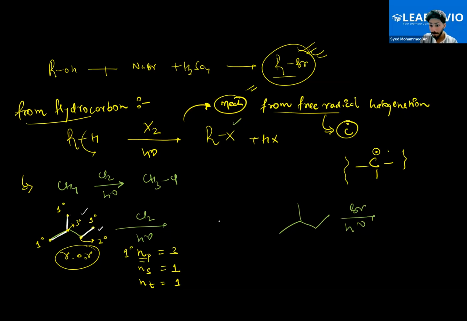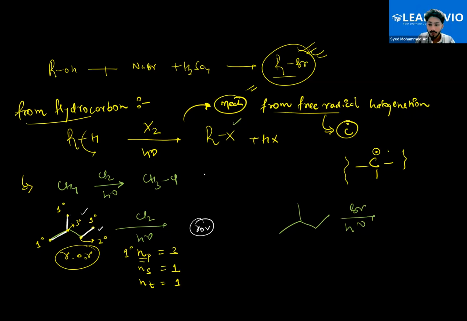But there is a thing which is known as rate of reactivity. Rate of reactivity means at what rate the 1 degree hydrogen will react. If I am having 1 degree hydrogen, what is its rate of reacting? What is the rate of reacting of 2 degree hydrogen? Or of 3 degree hydrogens? All these hydrogens are different because they are attached to different degrees of carbons, so their reactivity will be different. How fast they will react will be different.